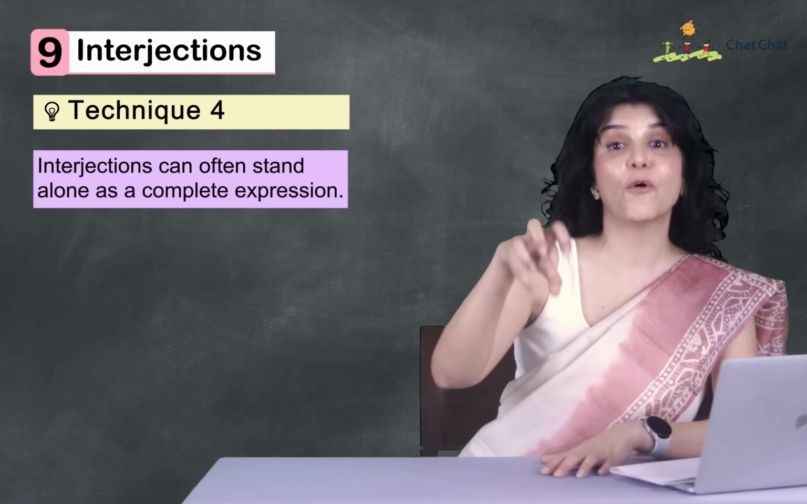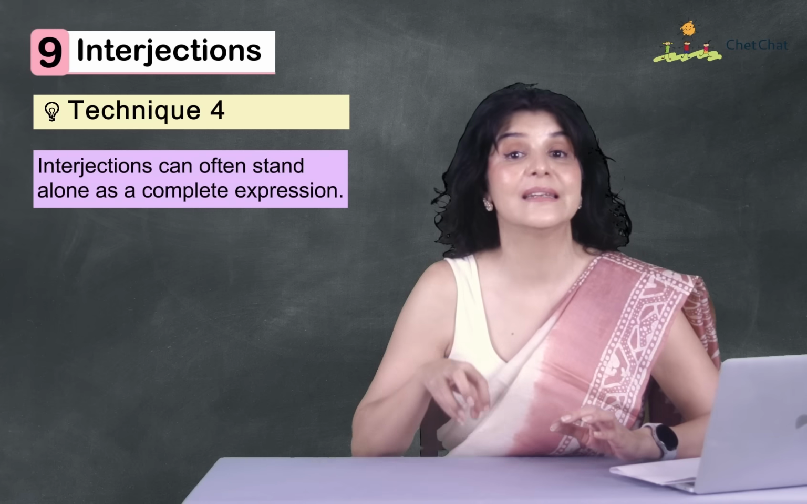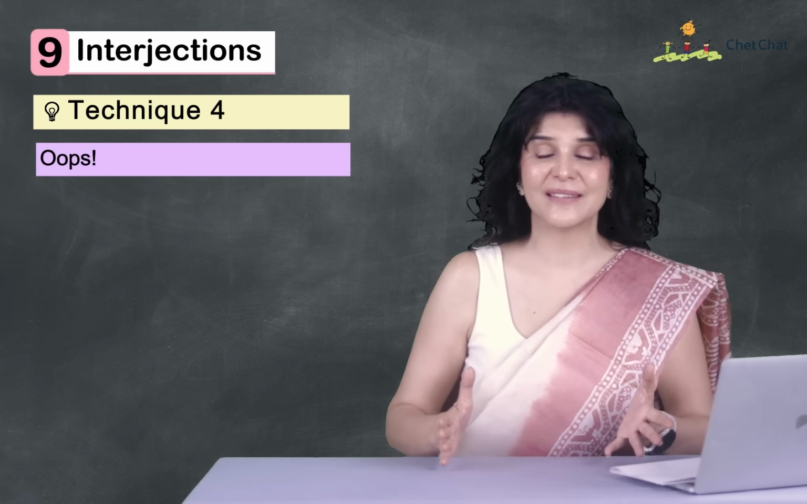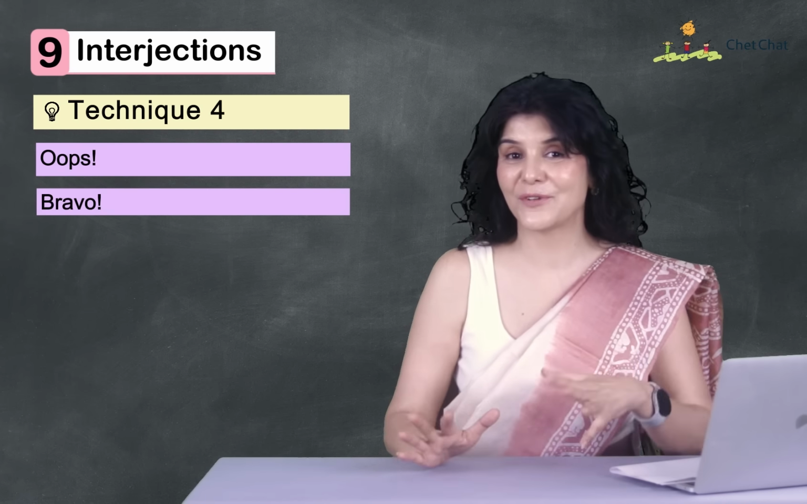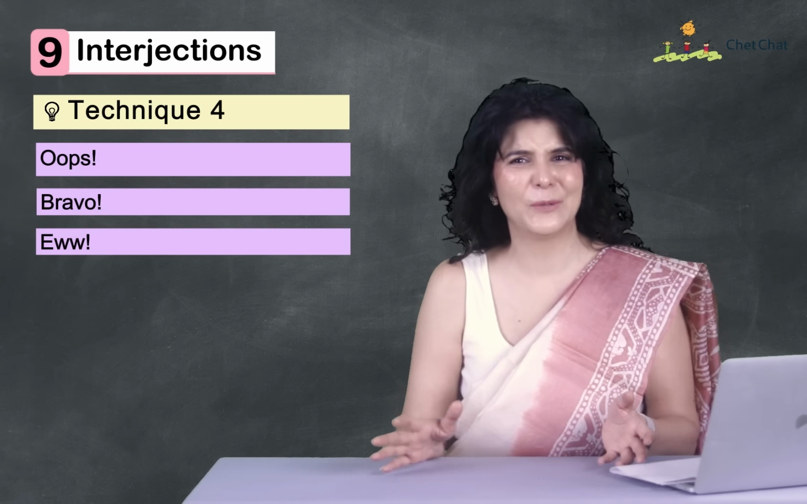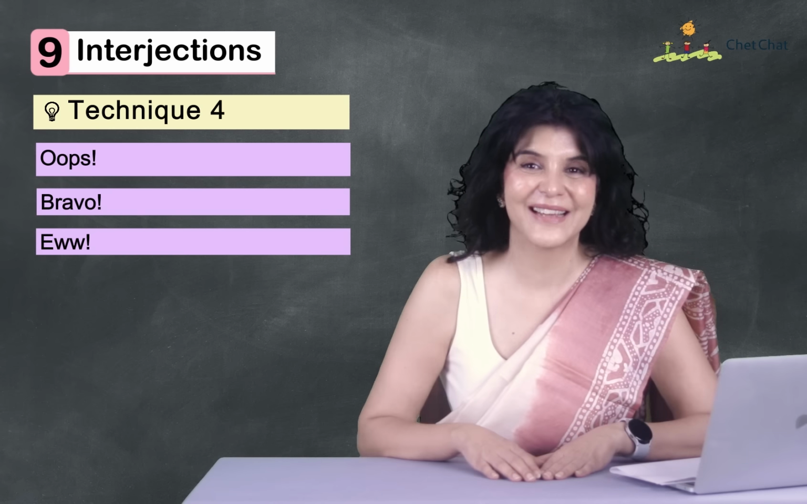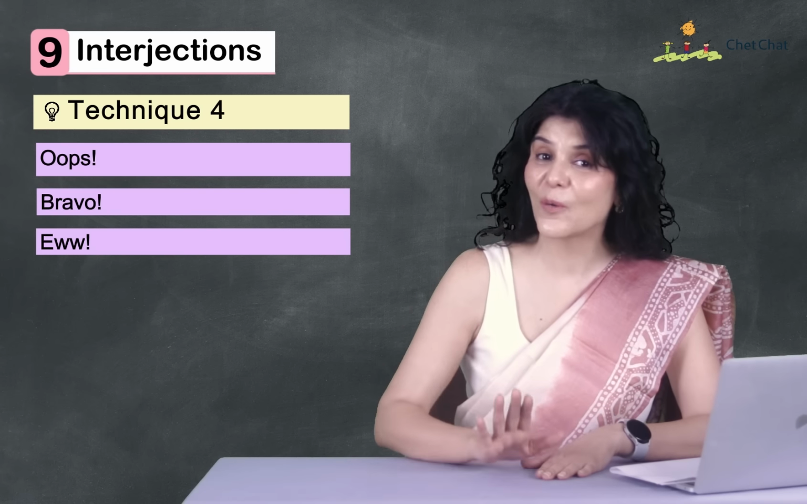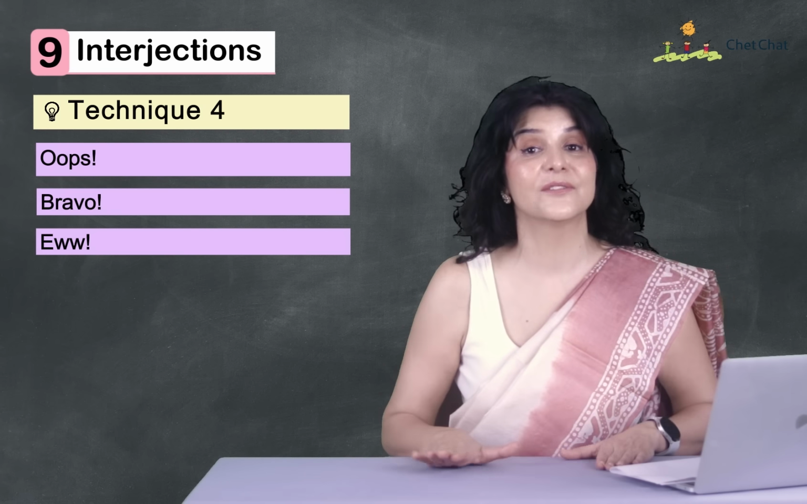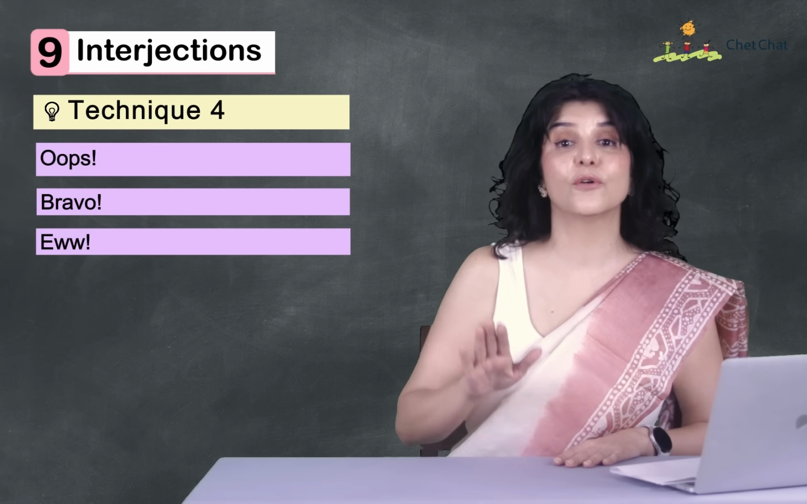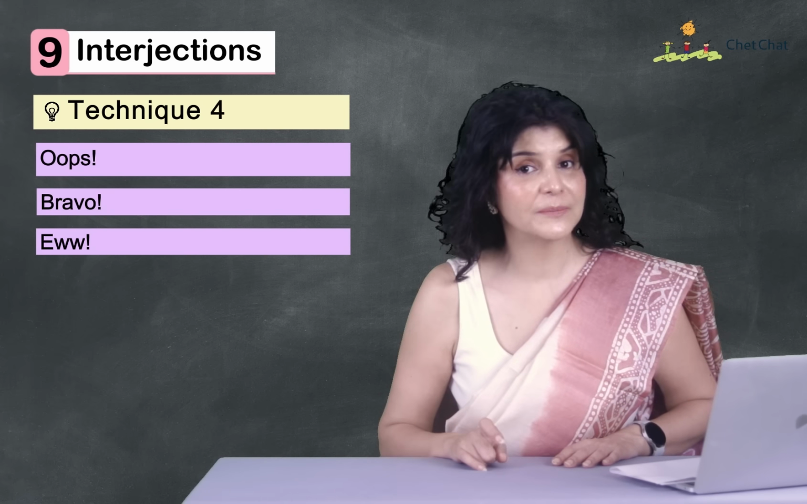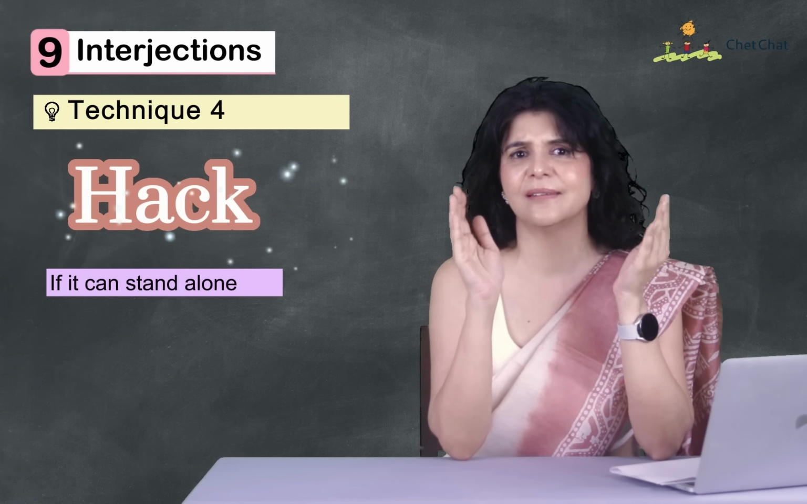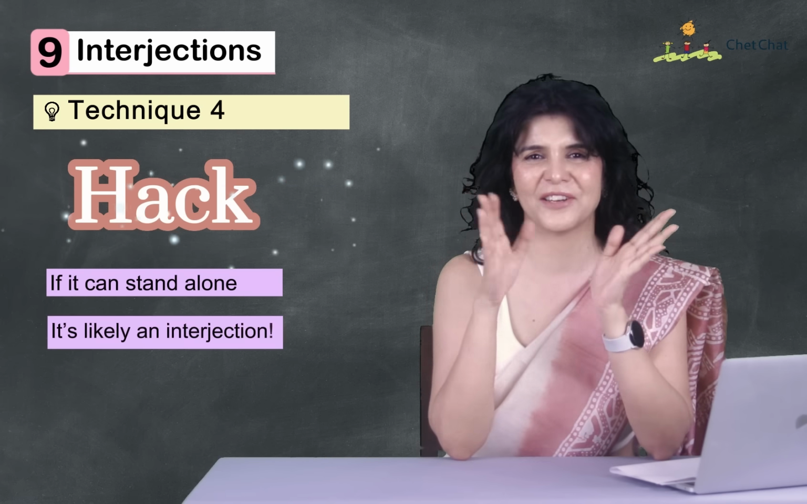An interjection can often stand alone as a complete expression, like oops. Okay, you're talking about a mistake. Bravo, if you're talking about applause, or ew, if you're expressing disgust. But once again, I'm saying don't blindly follow any of these techniques. Always confirm, is it expressing a strong emotion? Is it followed by an exclamation mark or a comma? Can we remove it? Can it stand alone? If it's a yes, yes, yes, then it is an interjection.